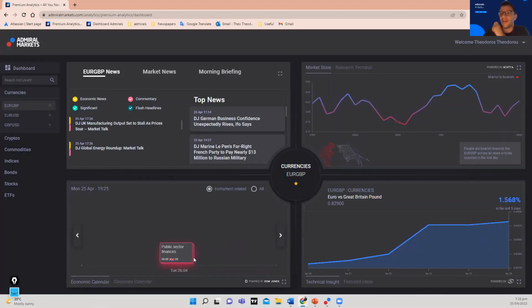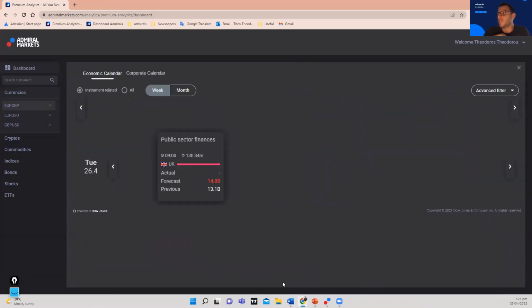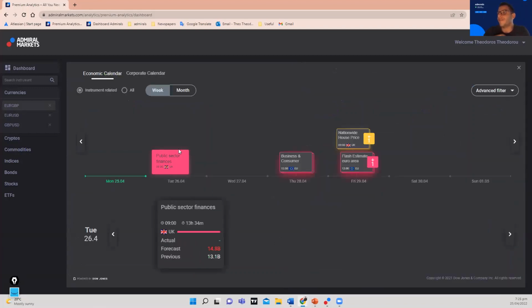And how do we know that there are high impact news? Because as we said last time, the color of the frame here indicates the impact of the news event. I'm going to just use this one here just to expand the window so I can have a weekly overview.